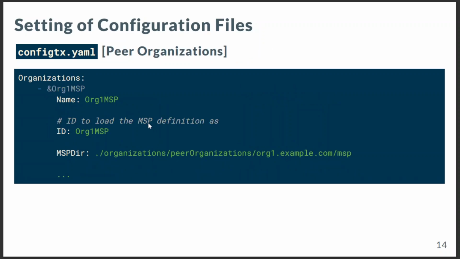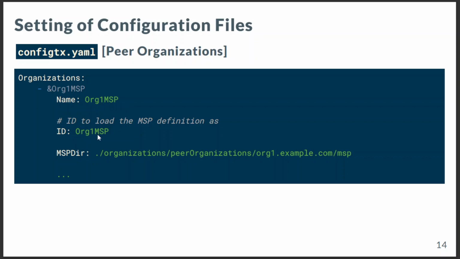Now we have the config tx YAML. In the config tx YAML, we start with the peer organizations. So the peer organizations are like this. First we have the org1 MSP. First we mention the name of the MSP, the membership service provider. So it's org1 MSP. We can have anything, but we usually use camel casing to mention it.